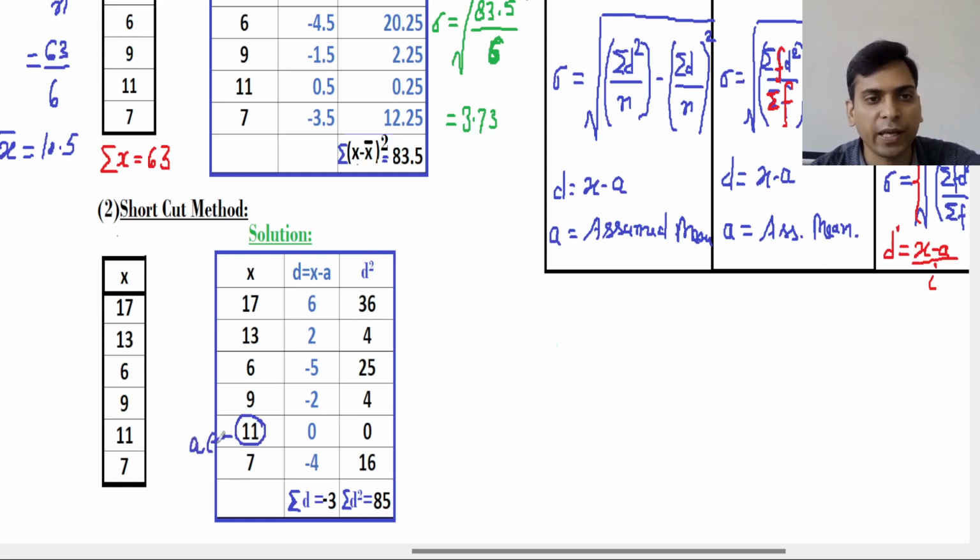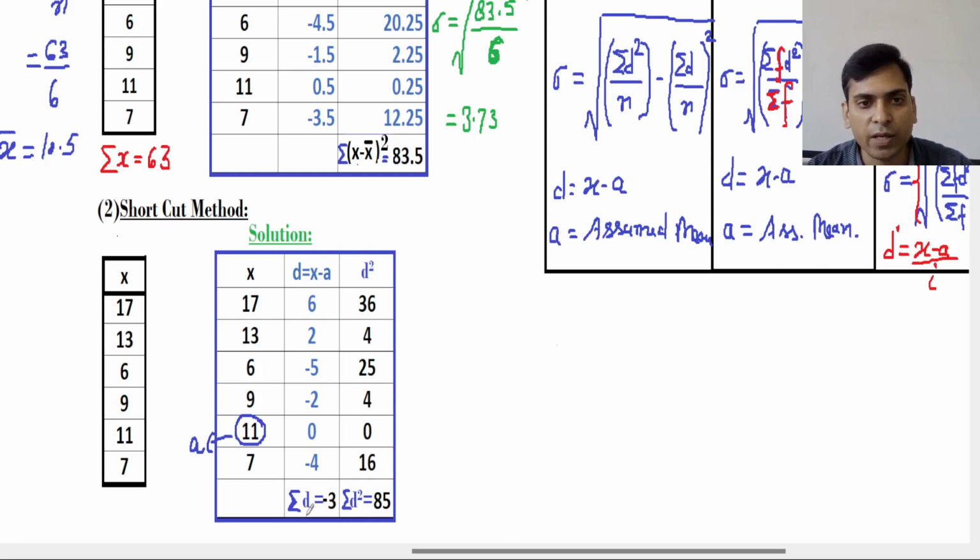So this is considered as a. Now we will find all these values: x is 17, a is 11, so 17 minus 11 is equal to 6. In that way you will get all these values, and after that we apply the formulas. For this formula you need summation d and summation d square, so first you prepare a column for d, then a column for d square.